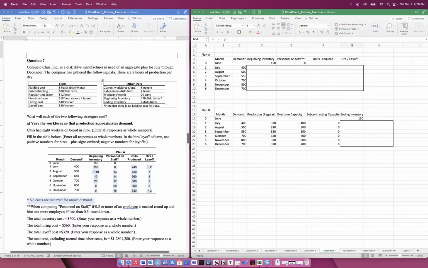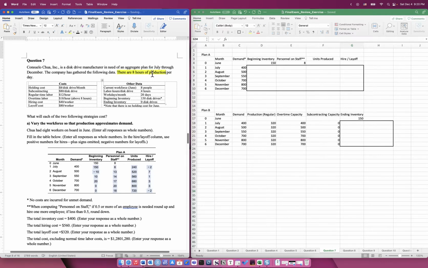So let's take some time to look at question number 7, which in my view is slightly challenging compared to the problems assigned as homework. This particular company is a disk drive manufacturer in need of aggregate planning for July through December. The company has gathered the following data. You have a first table as cost parameters and a second table with some other information, with this information being very important: 8 hours production per day.